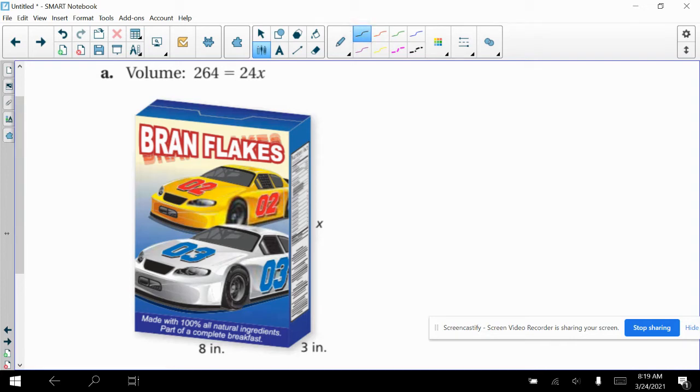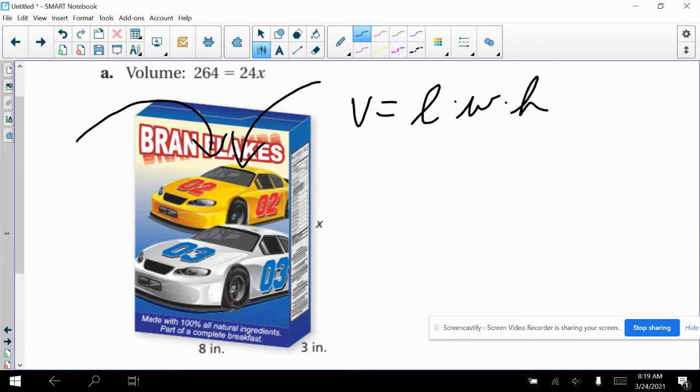So generally, they will give you a picture. Sometimes they will give you words. You'll see here in a minute. But we're finding how much goes into the box. So that would be length times width times height. I'm putting the dots in there now just so that you can see that, but the dots usually are not there, the raised dot.